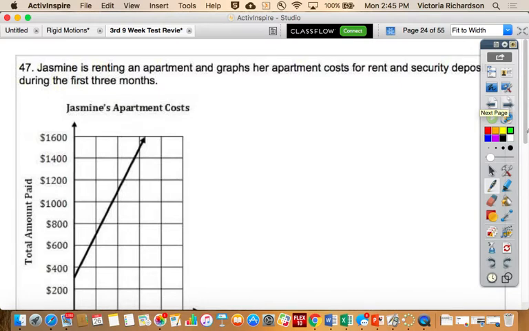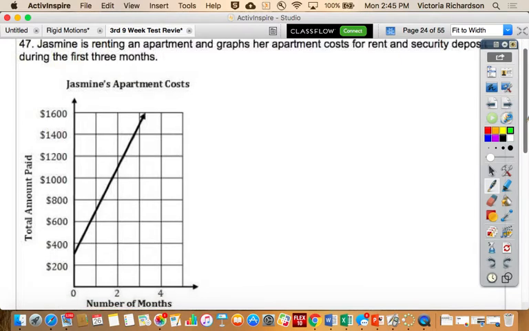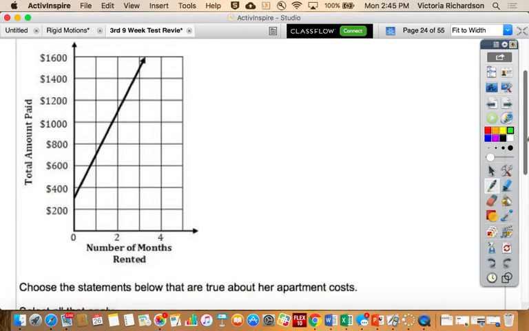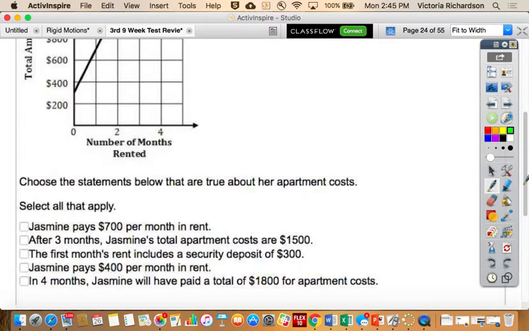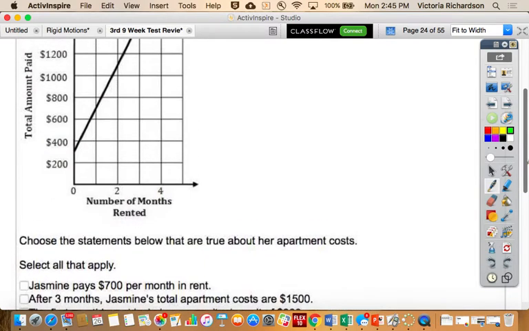Jasmine is renting an apartment and graphs her apartment costs for rent and security deposits during the first 3 months. So that's what that looks like. So it says choose the statements below that are true about the apartment costs. She does not pay $700 per month in rent. If you look, this is $300, and then after 1 month, we are at $700, and the change from $300 to $700 is $400 a month in rent.